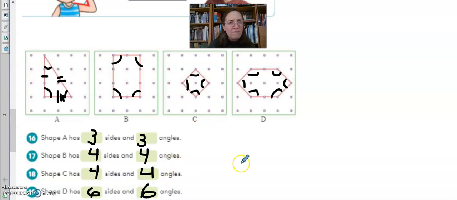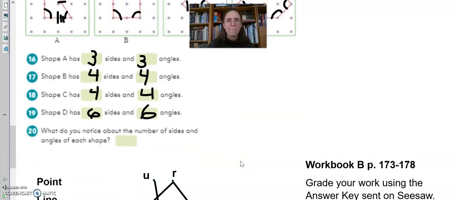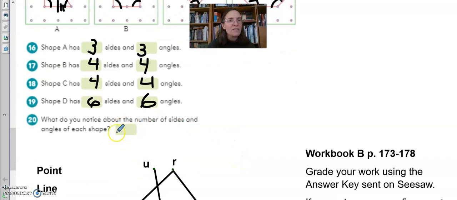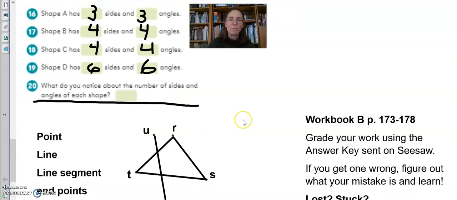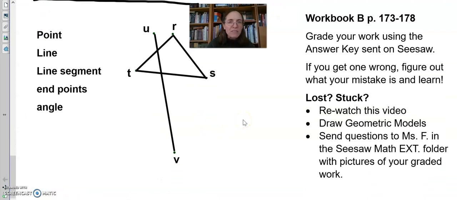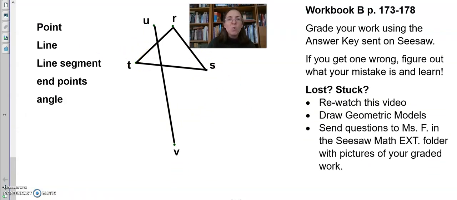You know, we've only investigated a few of them. But I wonder if this is enough for us to notice right here that the number of sides and the number of angles in polygons are the same. I don't know if that's true, but I'm beginning to sense that it might be. So think about that while you're doing your work. Now, we have learned some vocabulary here, and we are going to be practicing in our workbooks on page 173 through 178 to give you a chance to apply that vocabulary.